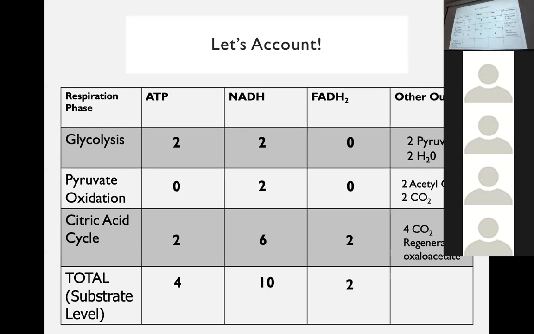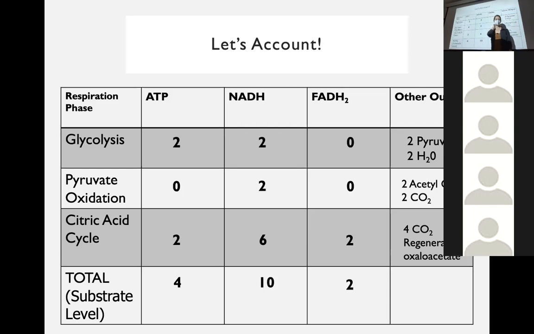So the totals for these 3 molecules, so far we have 4 ATP, we've got 10 NADH and 2 FADH2s. So we've got a good number of electron shuttles already. We have 12 electron shuttles, but we only have 4 ATP.